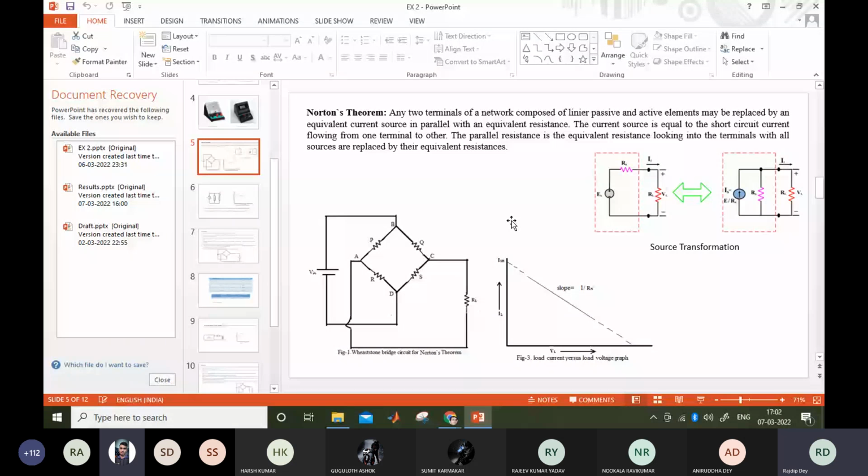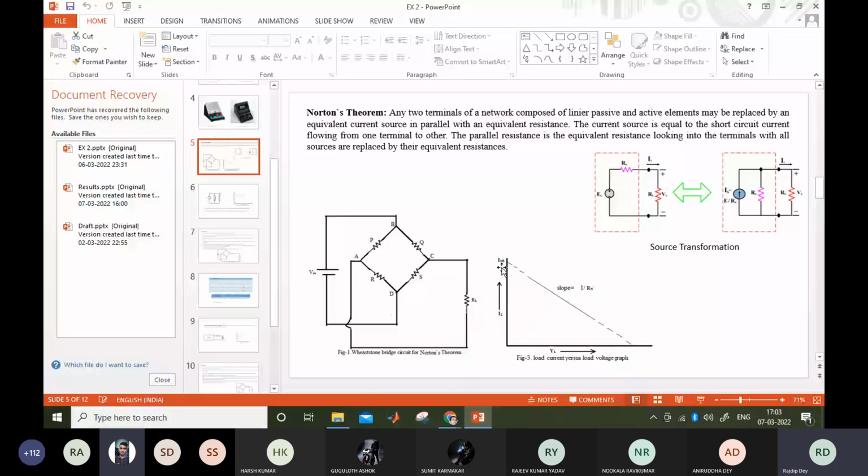So we have already got this graph. Now we can put these VL and IL values here and we'll get this straight line. Now we'll extend this straight line up to the y-axis and we'll get the ISH. And slope we can easily calculate by dividing x by y. So that we will see. Once we get the y-intercept and slope, we need to calculate ISH and RN.